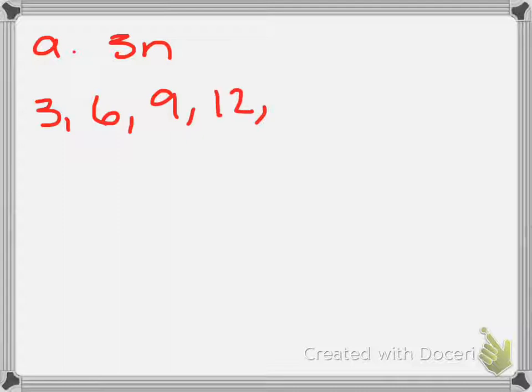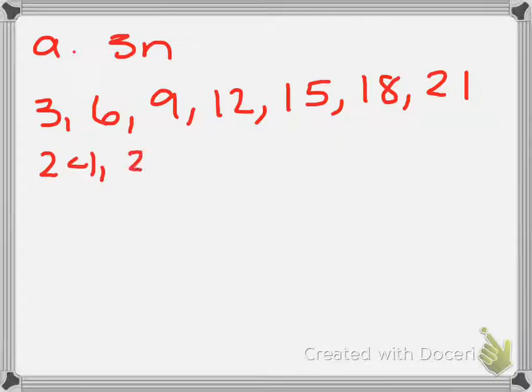So if we're just looking at A, we have A, which is 3n. So if I start and plug 1 through 10 in, I get 3 times 1 is 3, 3 times 2 is 6, 3 times 3 is 9, 3 times 4 is 12, 3 times 5 is 15, 3 times 6 is 18, 3 times 7 is 21, 3 times 8 is 24, 3 times 9 is 27, 3 times 10 is 30.